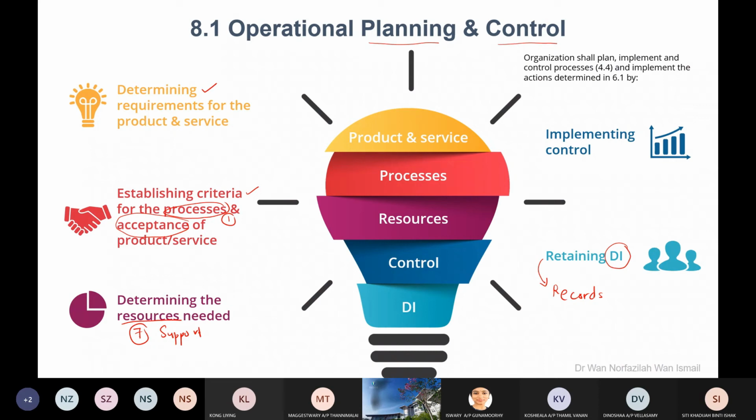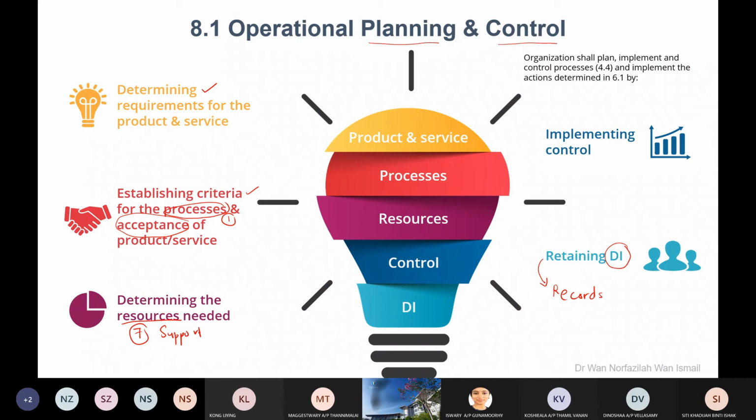Okay, establishing criteria means that you are going to list down. So the list is the records. Determining the resources needed, and then you need to implement the control of all the resources. So the records will be the performance report of the resources. Okay, and then resources, if you have a person in charge as the resources, then how you control your person in charge, that one will be under records.